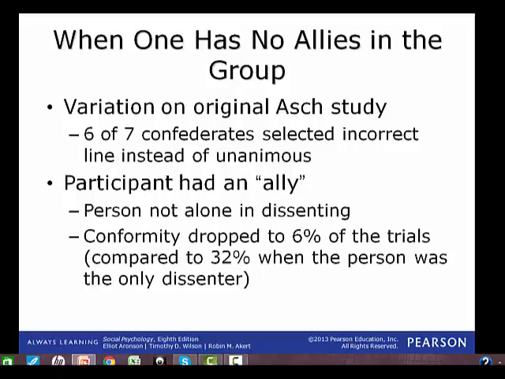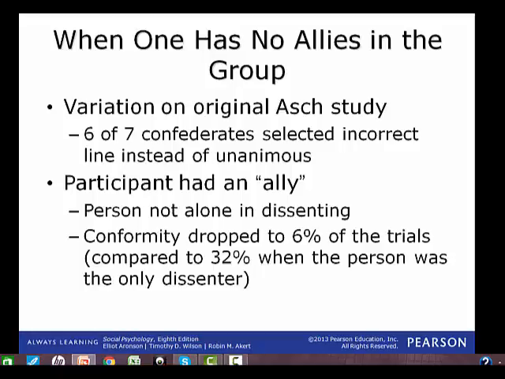Even if it was only one other person who agreed with you, you would still be significantly less likely to conform. Even if it's only one, maybe there's 9 people sitting here and only one of them agrees with you, but it doesn't matter. That's enough. If you have one ally, it feels safer to disagree with the group as long as you have somebody who's on your side, right? So conformity dropped. It didn't completely go away, but it dropped to 6% versus 32% before.